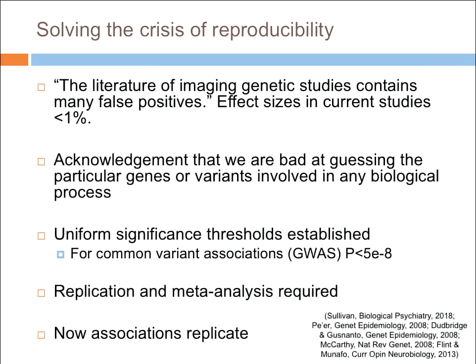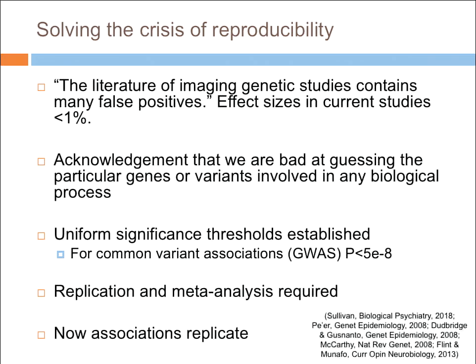What that led to is an acknowledgement that we're very bad at guessing what the particular genes or variants are that influence any biological process, whether that's neuropsychiatric diseases or brain structure. We can't pick candidate genes very well. And so what that means is that we need to scan across the entire genome without any biases to try to find any genetic variants influencing whatever our trait is.